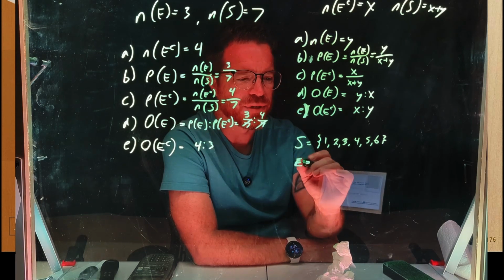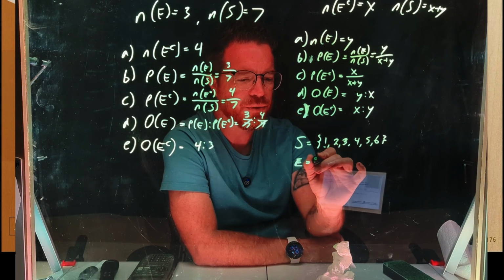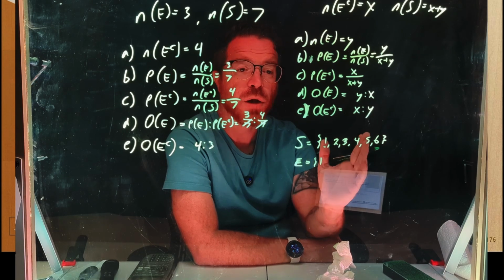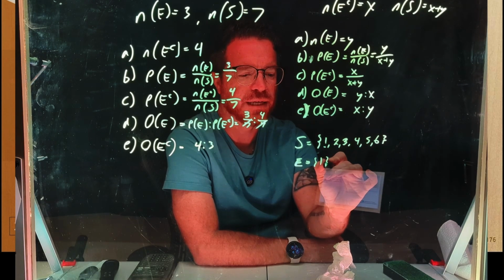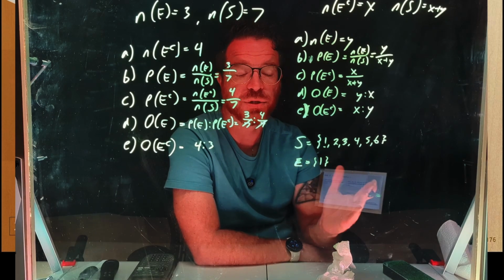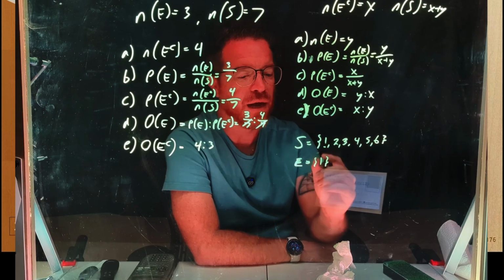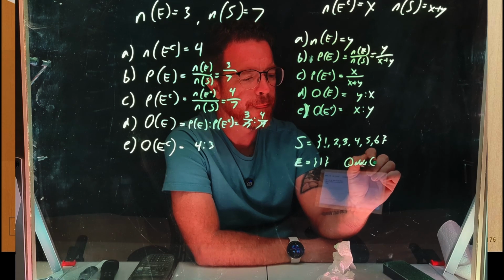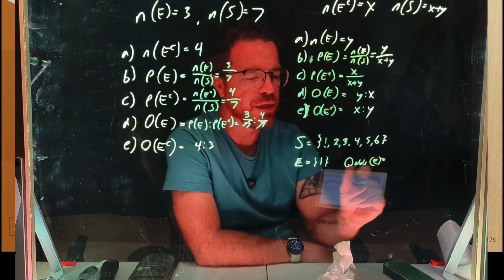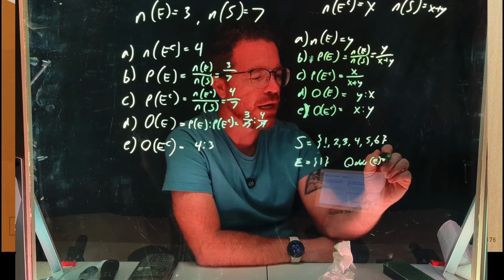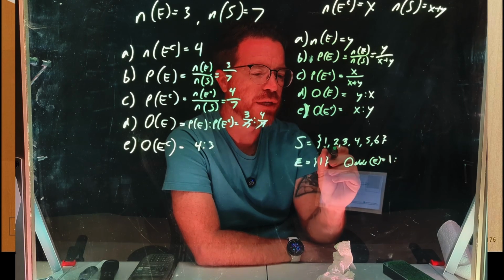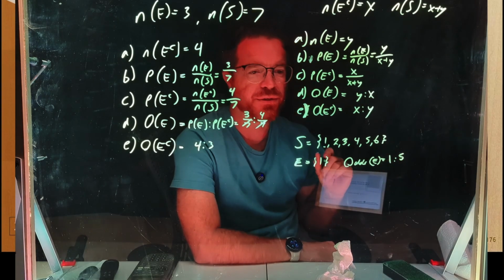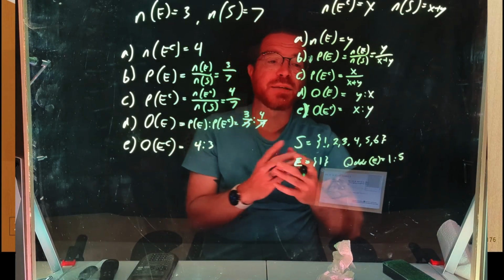So if we consider numbers less than 2, is 1 less than 2? Yes. Is 2 less than 2? No, it's equal to 2. We didn't say less than or equal to. So our event E is just equal to 1 value. So the odds of this event occurring would just be the 1 outcome that is a success to the 1, 2, 3, 4, 5 failures.